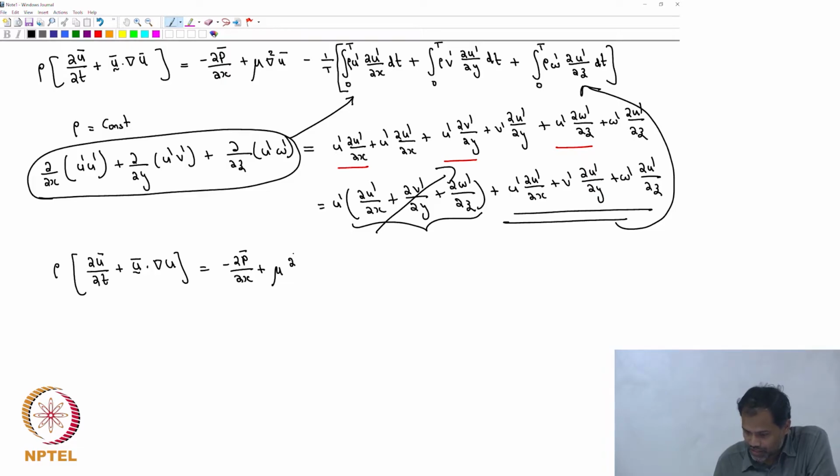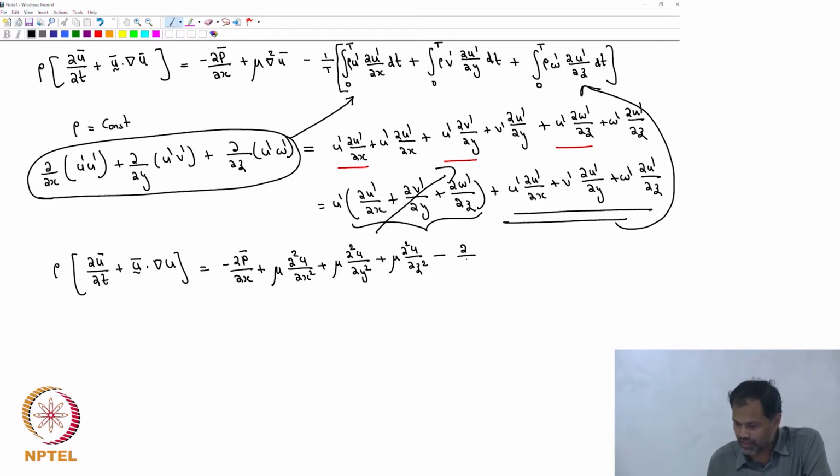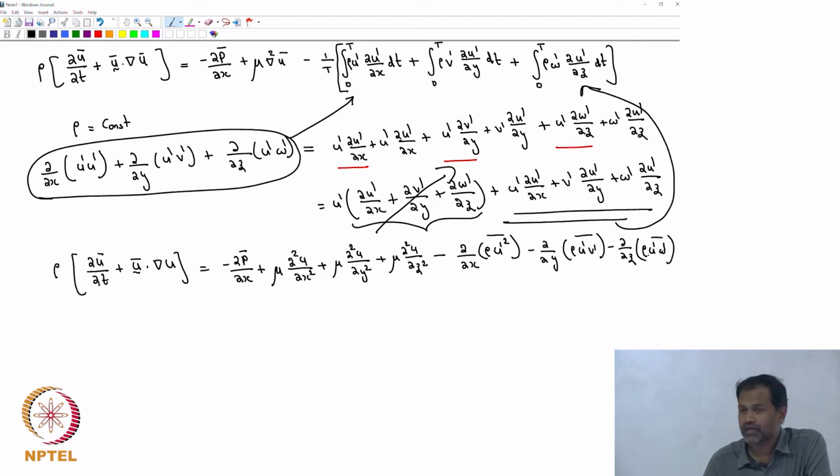Write different components. Del square u by del x square plus mu del square u by del y square plus mu del square u by del z square, minus the quantity that's inside the integral: del by del x of rho u prime square bar, minus del by del y of rho u prime v prime bar, minus del by del z of rho u prime w prime bar. What have I done?